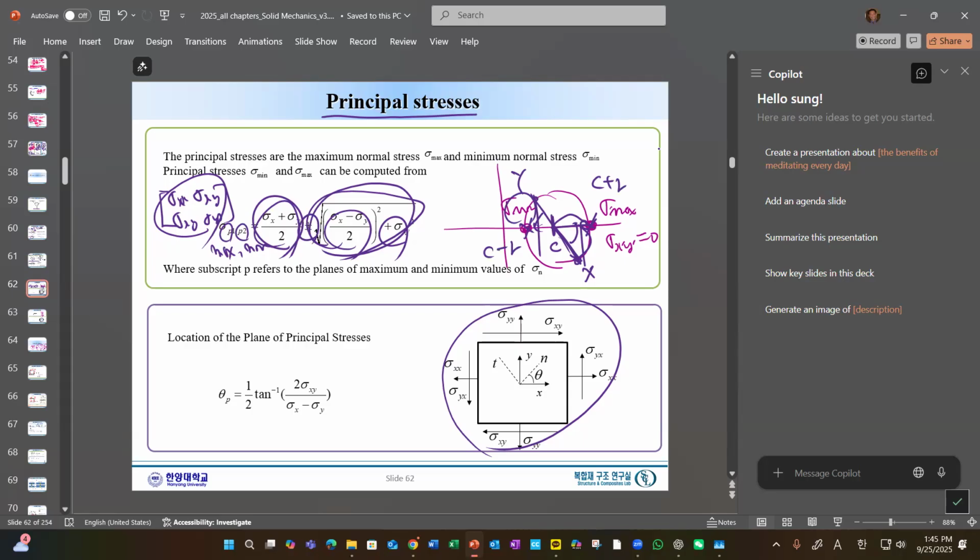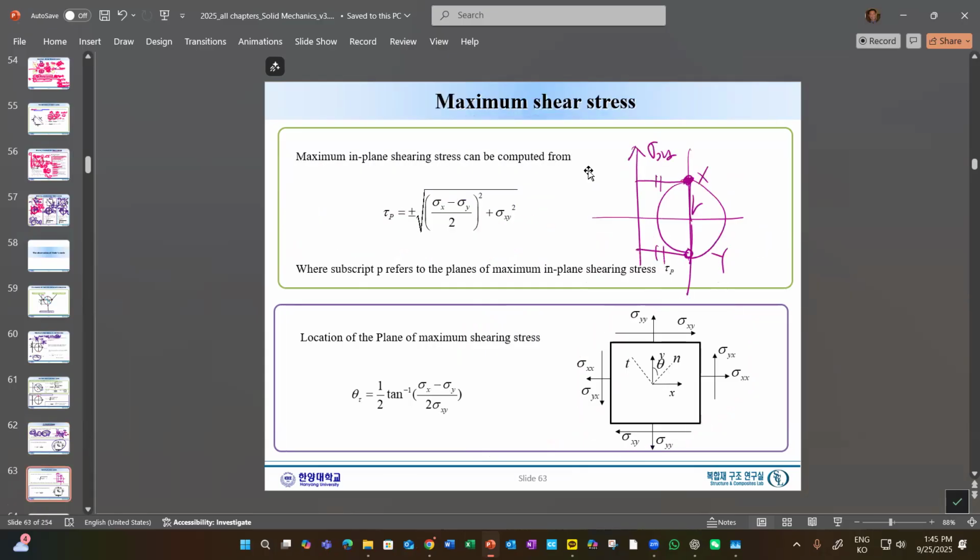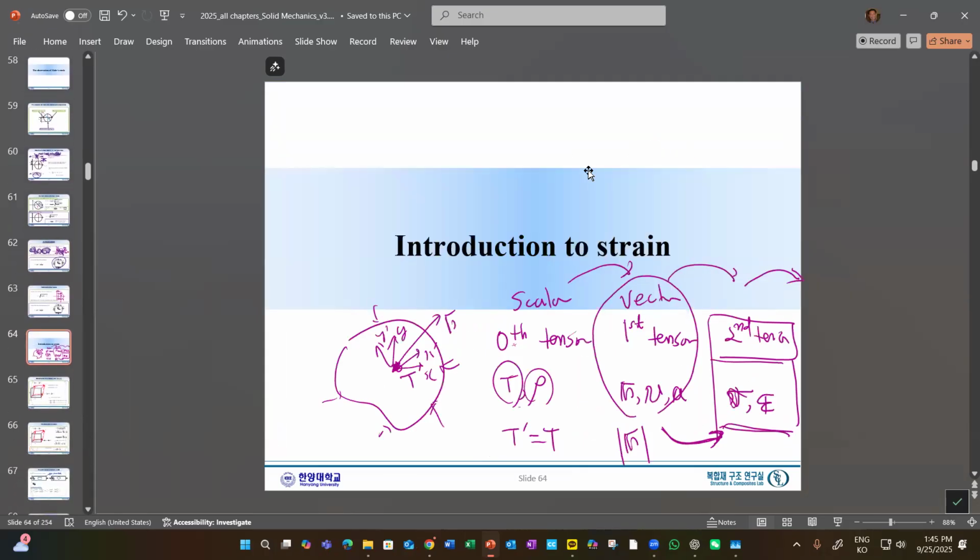Well, again, we don't need to pay much attention to the equation, but try to understand the concept, and then it can always really help us to design our materials and so on. So this is the same thing. Okay.